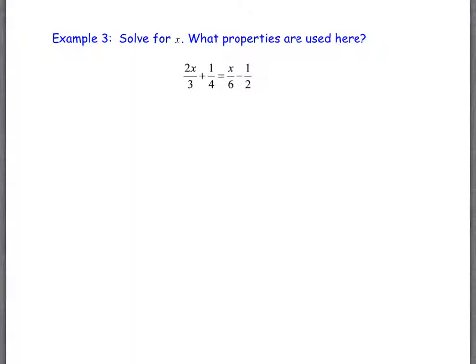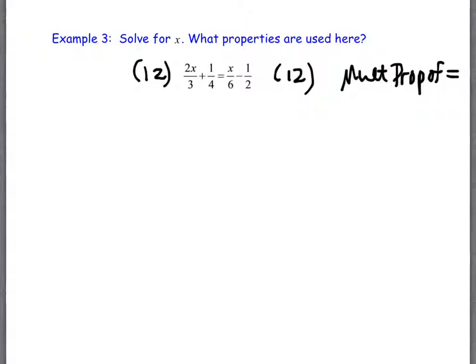Okay, so I want you to look at the denominators I currently have. What would the common denominator be for all of them? 12. So what I'm going to do is multiply both sides by 12. What allows me to do that? Yeah, that's the multiplicative property of equality.